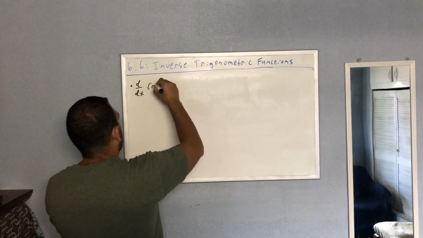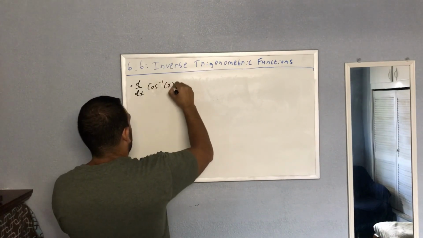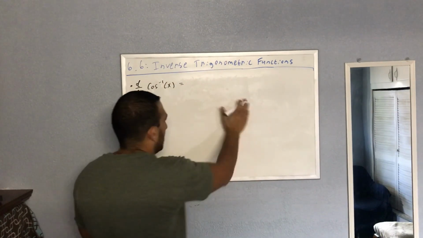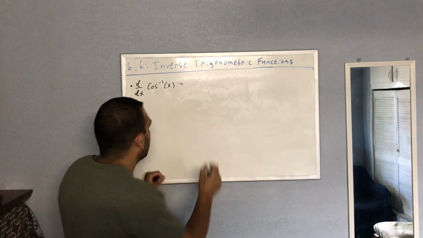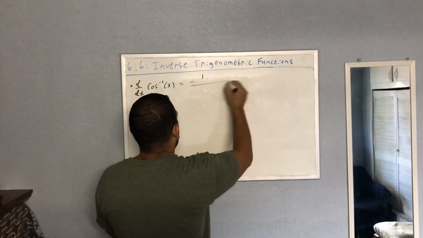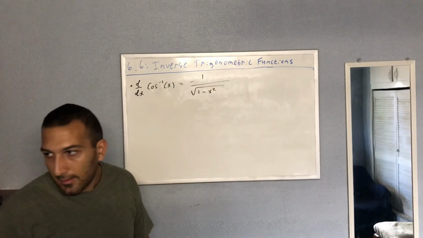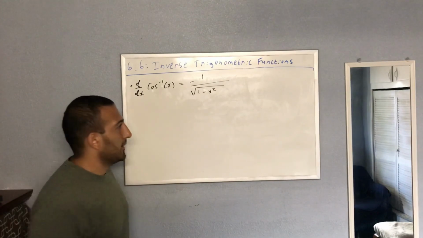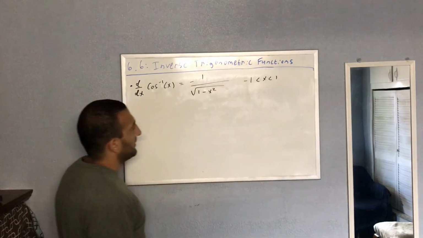So the inverse cosine function, its derivative is actually negative 1 over the square root of 1 minus x squared. And again, this will be defined for these values of x.